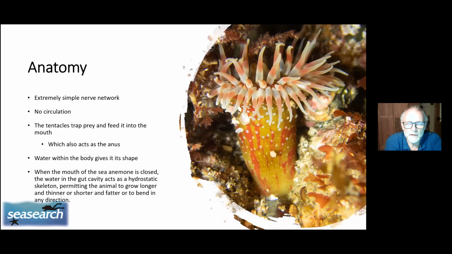They have a very simple anatomy, no circulation. The tentacles are there to trap prey and to lead the prey into the mouth. Most unfortunate animals ever, because the mouth also acts as the anus. They have water within the body of the animal, and when they close their mouth, the water inside acts as a hydrostatic skeleton, and that allows the animal to change shape and get thinner or fatter or taller or shorter. Just like you can see in this dahlia anemone here, quite a tall example of that.